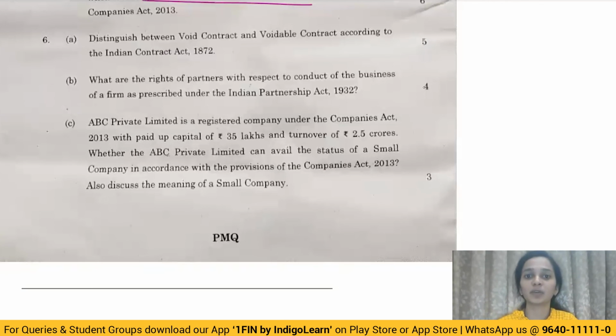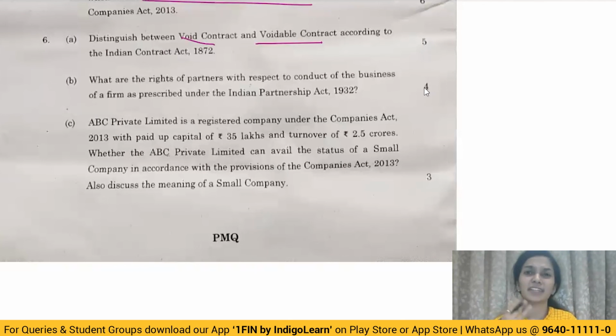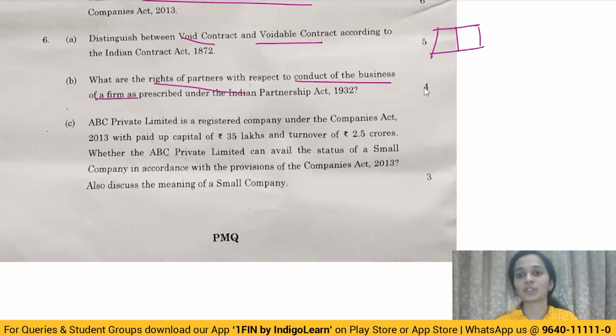Distinguish between void contract and voidable contract. So again, a straightforward, a very easy question. You just had to write the differences between void contract and voidable contract. Nothing much to discuss here. Moving on, what are the rights of partners with respect to conduct of business of a firm? So Section 12 of the Indian Partnership Act 1932, which prescribes the right which a partner has with respect to conduct of business, had to be mentioned here, all the rights which a partner has. Moving on to the last question.